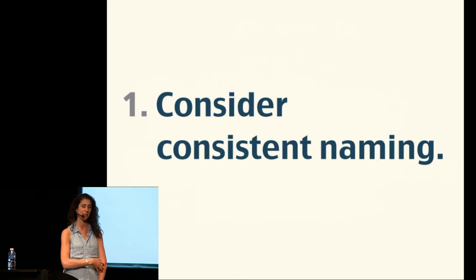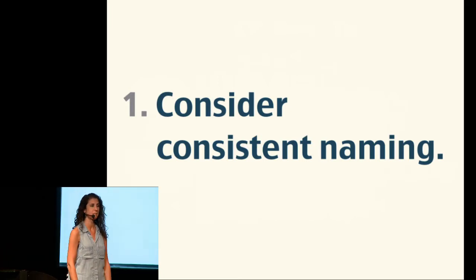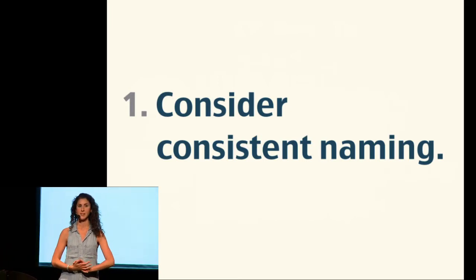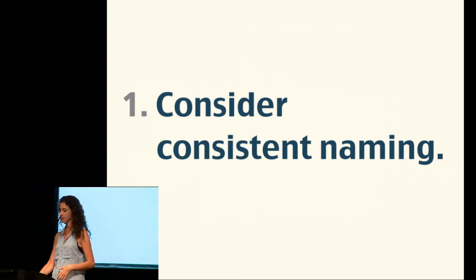This goes for class names, module names, method names, variable names. Variable names are really important because when people look at the source code, they're going to want to understand what's going on without having to reference the underlying API documentation.